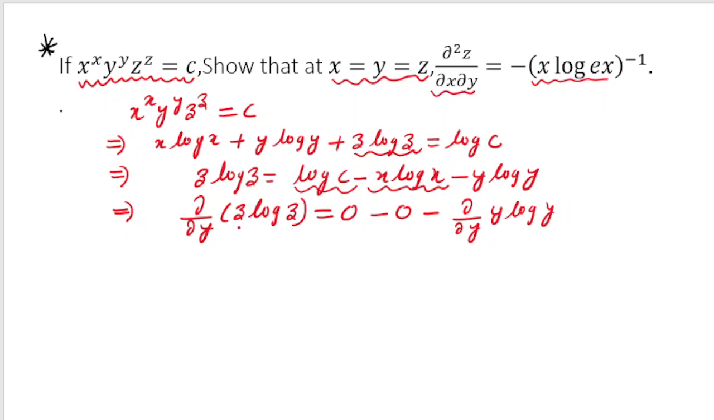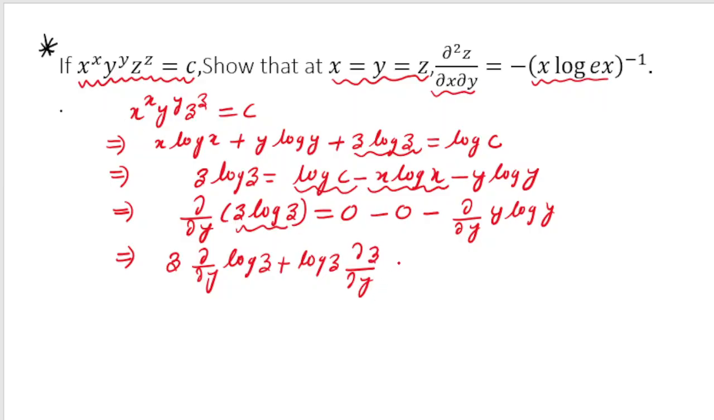I hope you are clear that here z is a function, because I want to treat z as the dependent variable which depends on x and y. So z is a function of x and y, so it is not that if I differentiate z with respect to y it will become 0, right? So I hope you are getting it. Now here I have to use the product rule, so I will write z and then del by del y of log z, plus log z and del by del y of z.